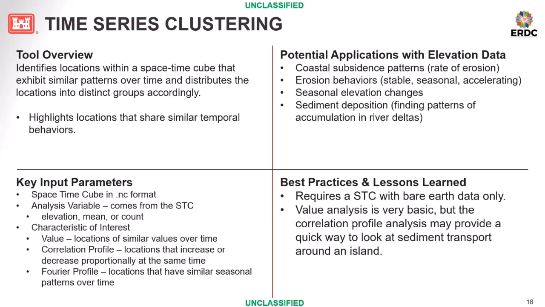Again, we've got the key parameters listed here, but I wanted to highlight the characteristic of interest parameter, as this is the methodology of analysis. So you have 3 characteristics of interest: the value, the correlation, and the Fourier. Value clustering groups locations by similar elevation magnitudes. Correlation clusters groups on an increase or decrease proportionally over the same time. And Fourier profile clustering groups locations that share similar seasonal or periodic patterns over time.